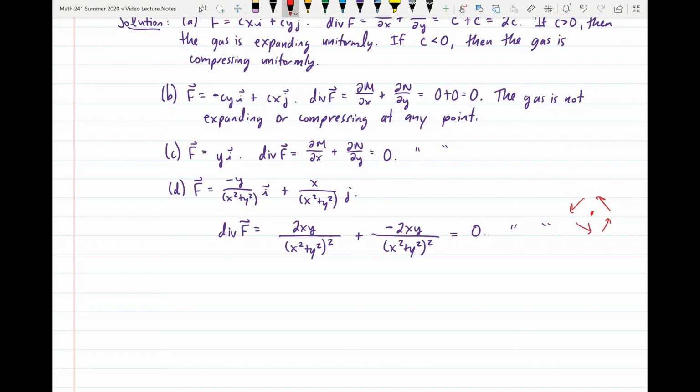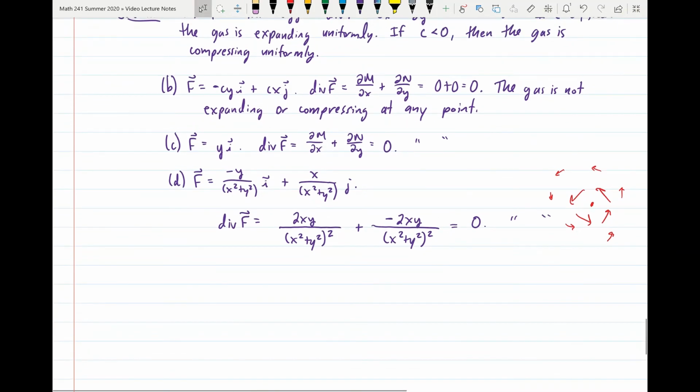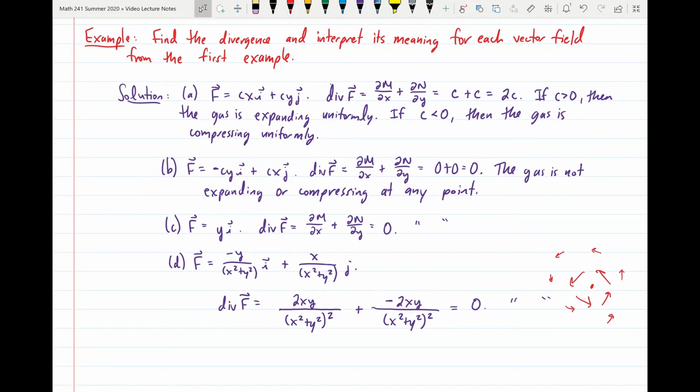But as we got further away from the point, the magnitude of the velocity kept getting smaller. And again, this is called the whirlpool effect. And if we take the divergence, we get 2xy/(x² + y²)² minus 2xy/(x² + y²)², so that the divergence is just 0. In this case, again, meaning that the gas is not expanding or compressing at any of the points inside of the plane here.